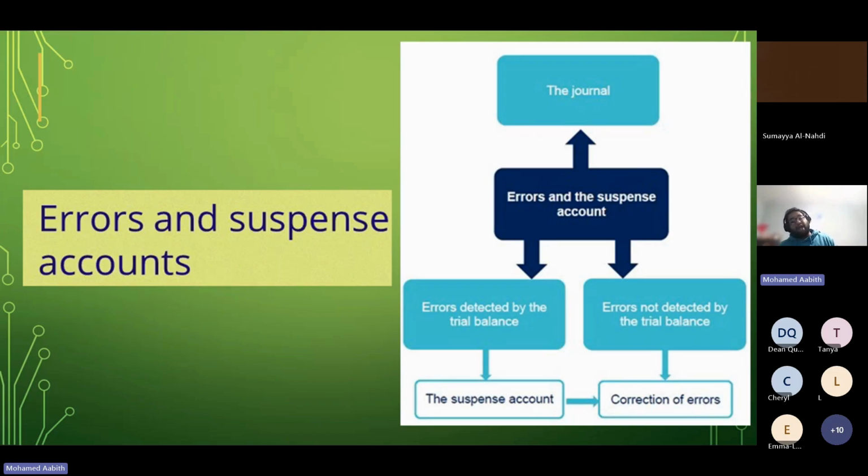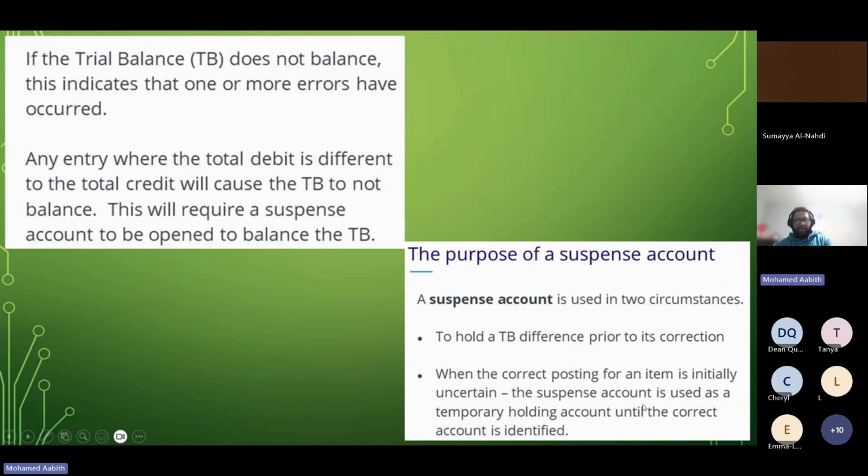But there are also types of errors that are not disclosed by the trial balance. When you draw the trial balance it will still match, but the accounts are littered with some errors. Those are the errors we call errors not detected by the trial balance. For the purpose of the exam, you have to remember the types of errors which are not detected by the trial balance. You don't need to know the names of the first type, the errors detected by the trial balance. But for the errors not detected by the trial balance, you need to know the names. And we will also show you how to correct those errors.